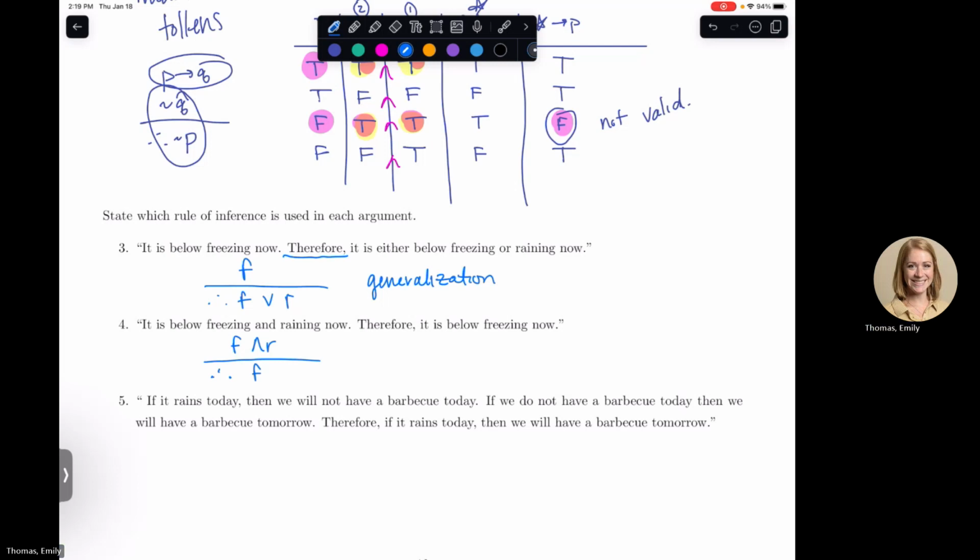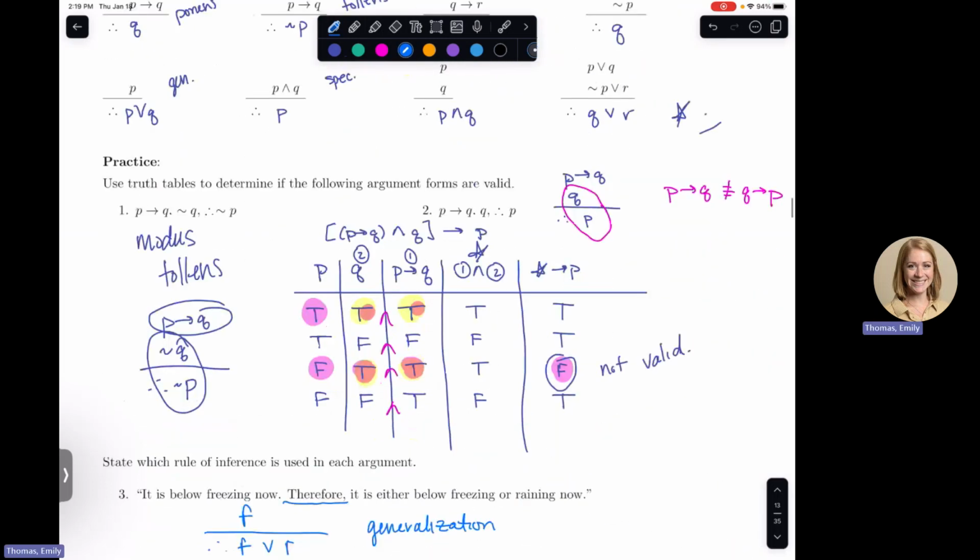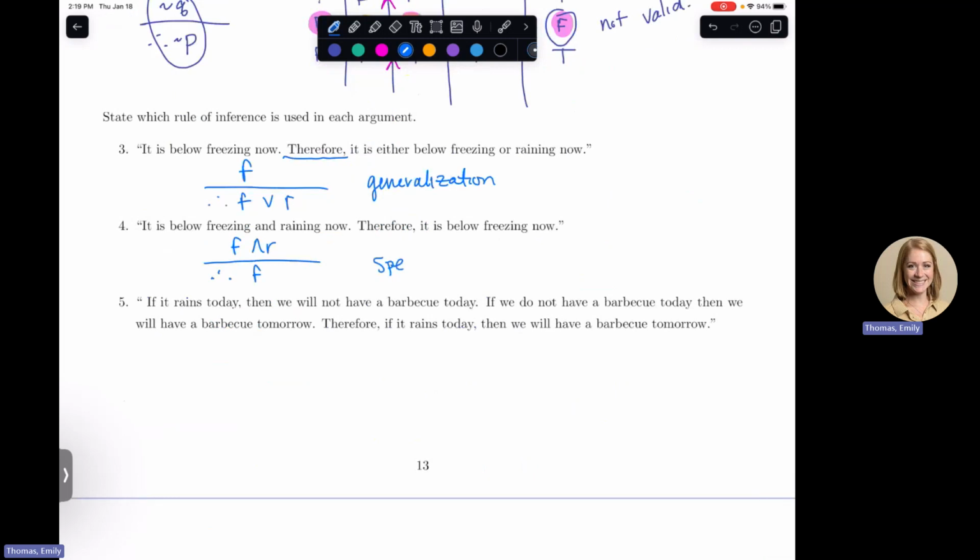What rule is that? I don't know if I wrote this down. Did I? Yeah, this is specialization. Good.